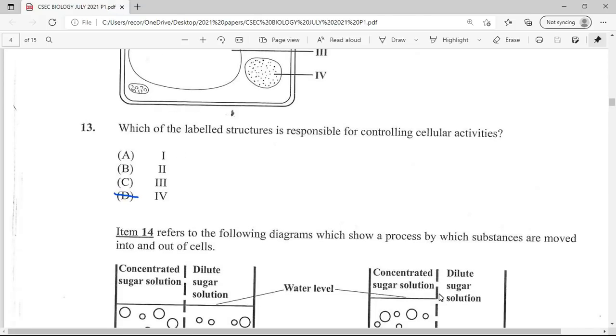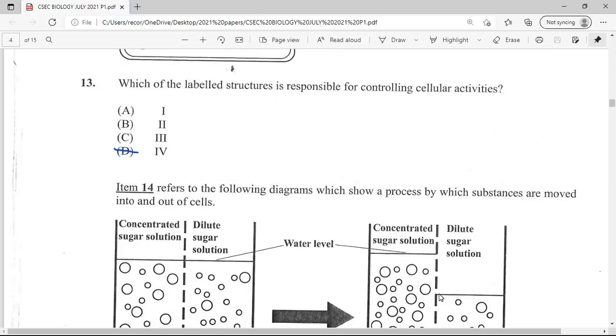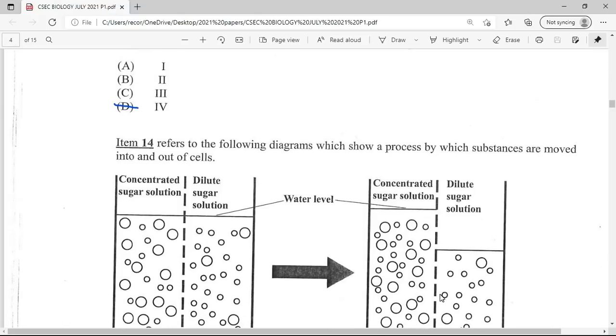Let's look at item 14, which refers to the following diagram, which shows a process by which substances are moved into and out of cells. Now we're seeing a concentrated sugar solution and a dilute sugar solution. Usually, when we see this setup, the first thing that pops in our mind is that we're looking at a setup for osmosis. If you go to my channel, you'll find an exclusive video on osmosis, diffusion, and active transport. I have covered it all on my channel.